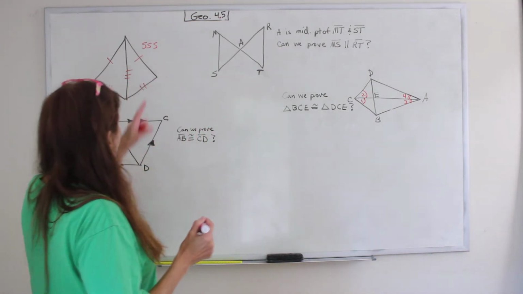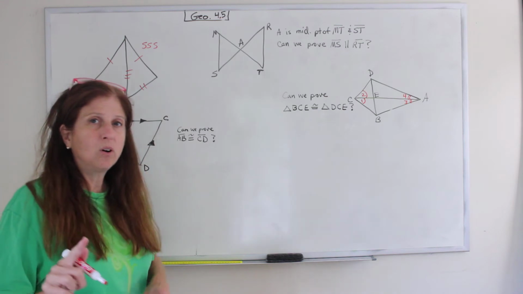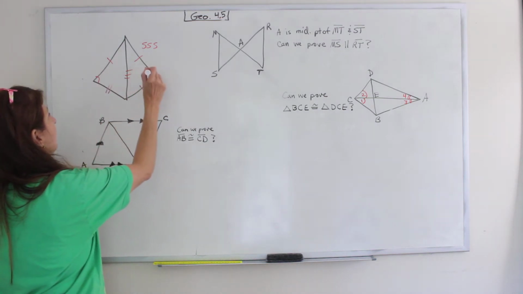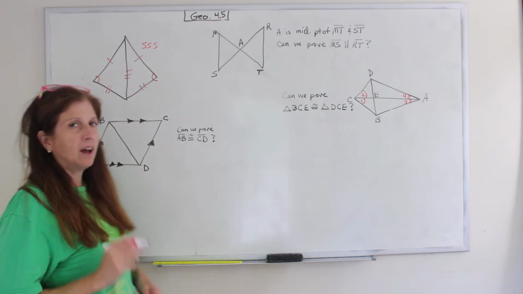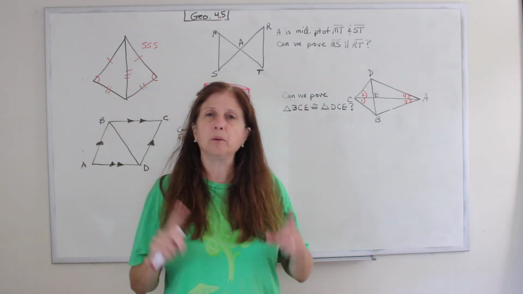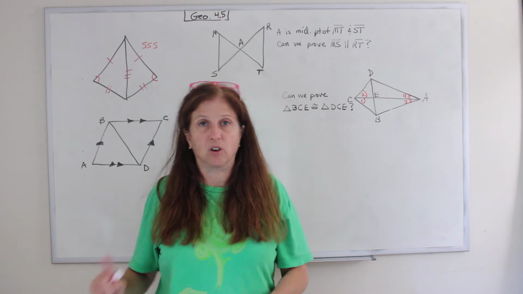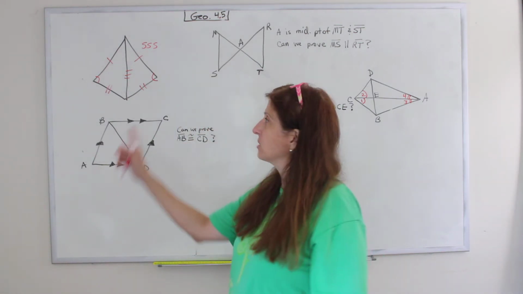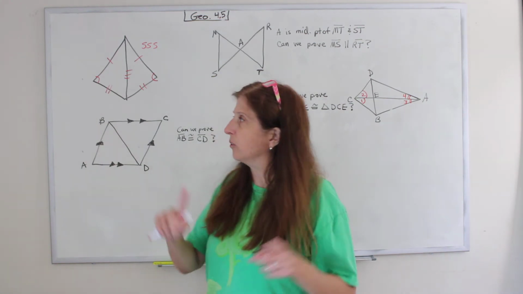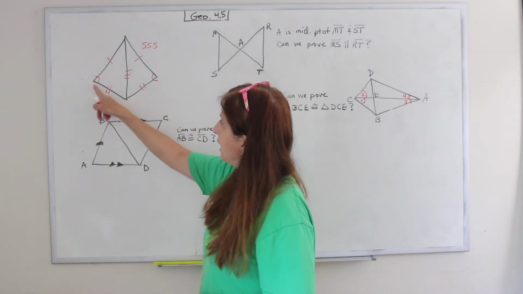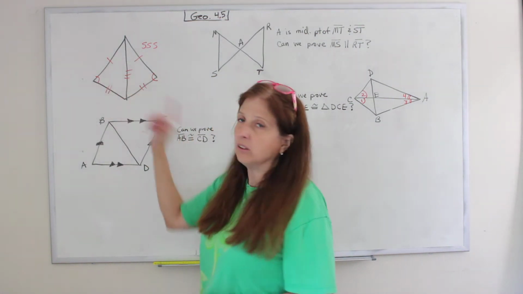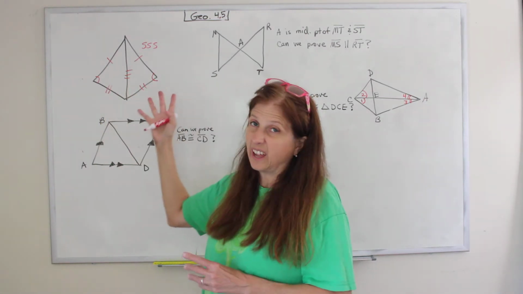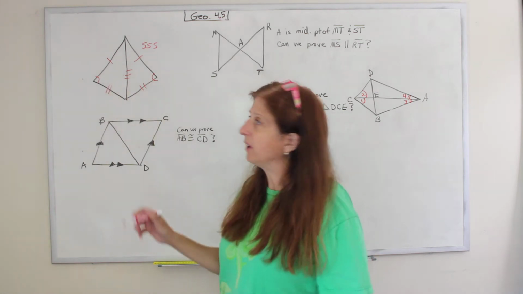Now, because I know that, I know more things too. I know that this angle equals that one because of this thing called corresponding parts of congruent triangles are congruent. See, these are the same angle on these triangles, and we could prove that if we needed to, that those two angles are the same.